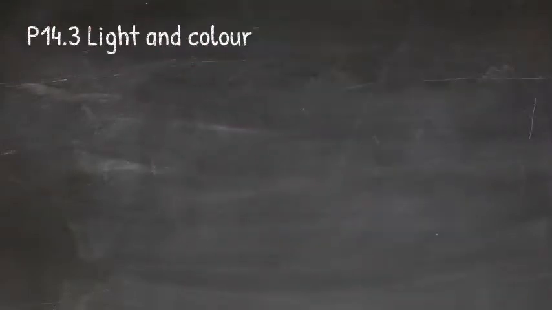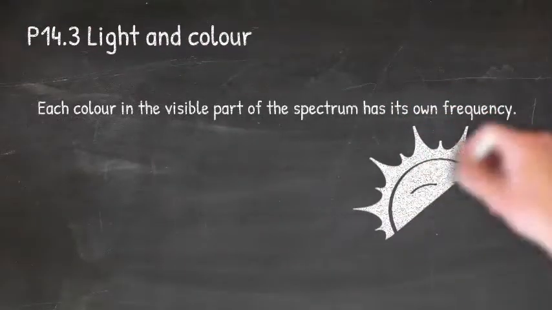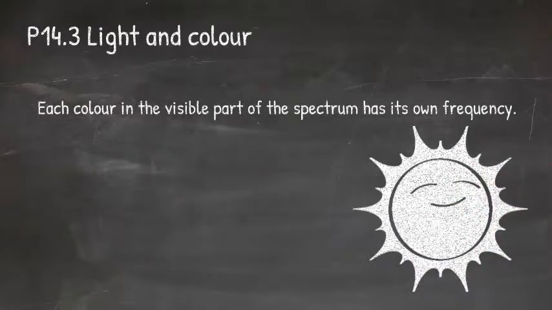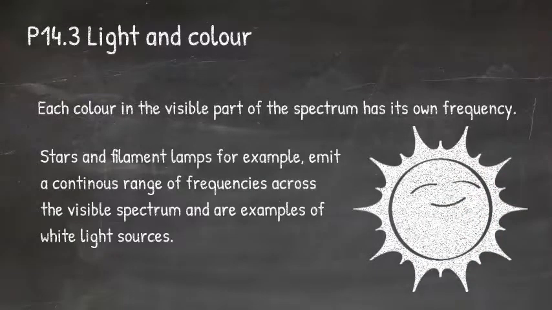In this video, we are looking at light and colour. Each colour in the visible part of the spectrum has its own frequency. Stars and filament lamps, for example, emit a continuous range of frequencies across the visible spectrum and are examples of white light sources.